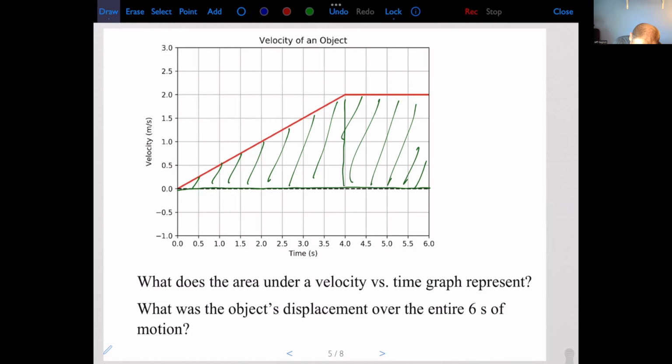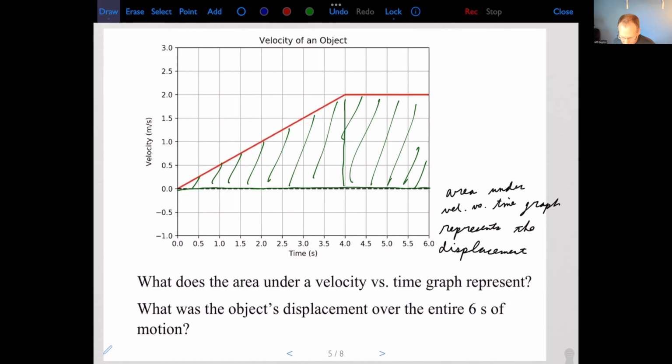Okay, so the area underneath the velocity versus time graph represents the displacement of the object. Okay, so the area underneath represents the displacement. Okay, how do we know that?